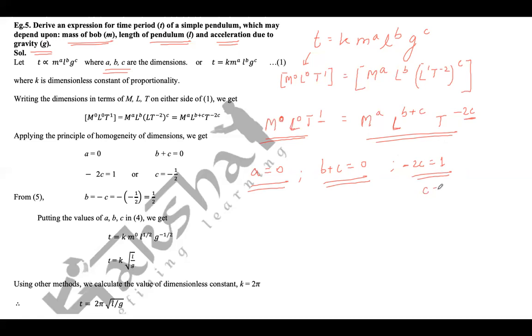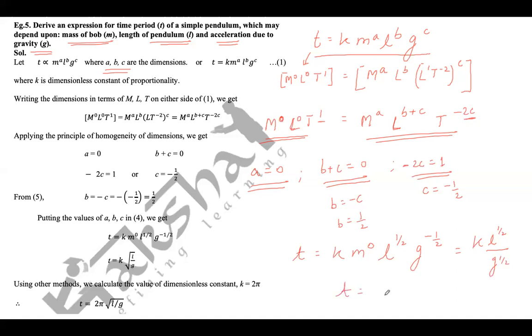सबको सॉल्व करते हैं, c का वैल्यू क्या हो जाएगा, -1/2 हो जाएगा, और b का वैल्यू -c के बराबर है, मतलब b इज इक्वल टू प्लस ऑफ 1/2 और a का वैल्यू 0. तो इन सब को अगर हम लोग यूज करते हैं, टाइम t इज इक्वल टू k इंटू एम रेस टू द पावर 0, l रेस टू द, ये वाला जो इक्वेशन है ना, इसमें a b c का वैल्यू वापस डालेंगे, b इज रेस टू द पावर 1/2 एंड g रेस टू द पावर -1/2. अब ये -1/2 है, इसको नीचे लेके आ सकते हैं, मतलब k l रेस टू द पावर 1/2 बाय g रेस टू द पावर 1/2.